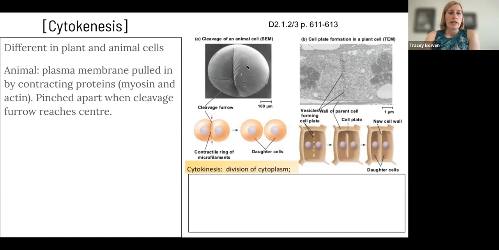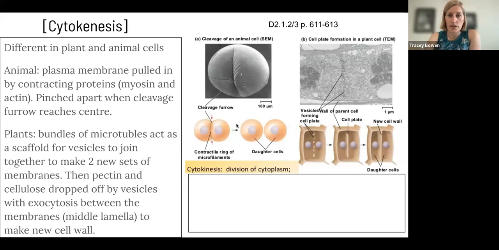But those contracting proteins are going to pull in the membrane, which is then pinched apart when the cleavage furrow reaches the center. So it kind of looks like a little bum here, but the cleavage furrow reaches the center, and then there's a bunch of microfilaments that pull apart, and then you have two daughter cells formed.